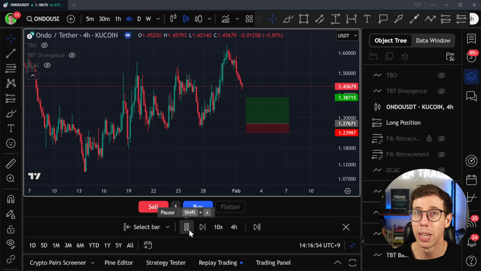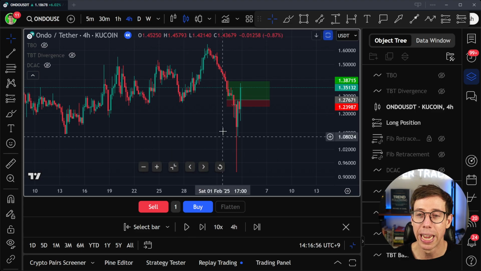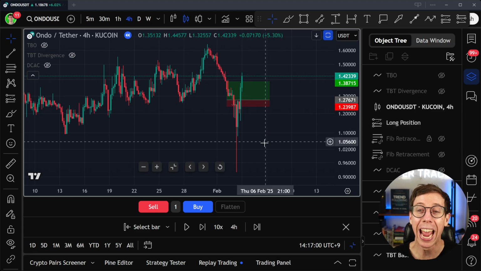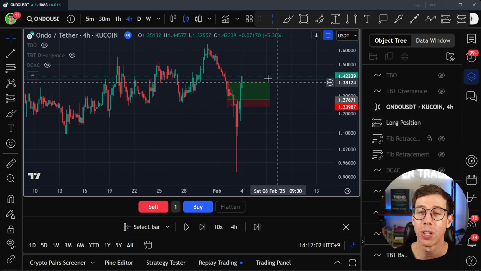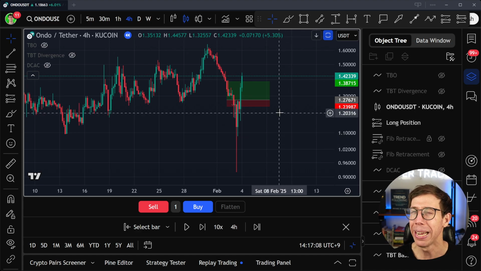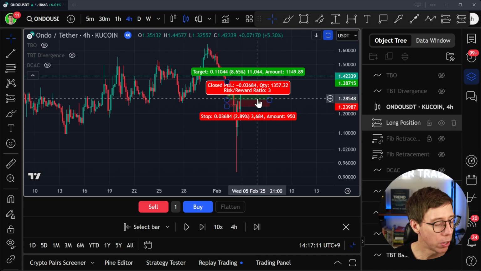We all know what happens next in crypto. Price absolutely tanks, destroys our stop loss, and it proceeds to pump right after that, hitting our take profit target. How many of you have been stuck in positions just like this over and over and over? My guess is a lot of you, and that's okay. There's nothing wrong with that.